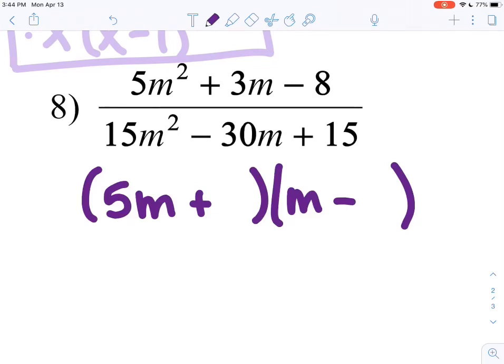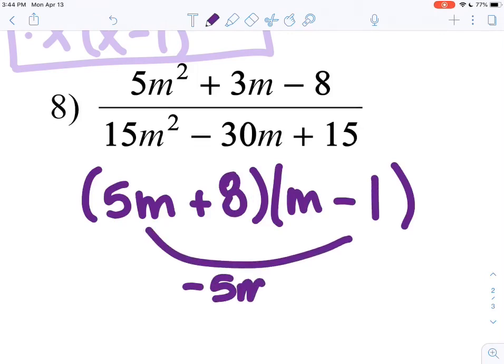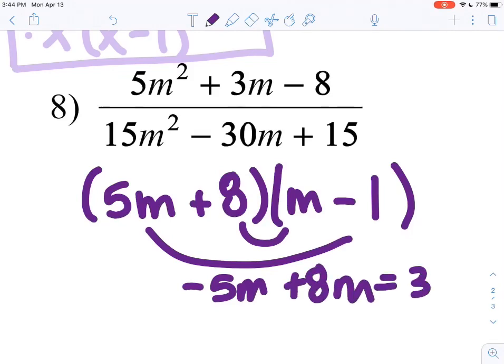I could do 2 and 4. That won't work. 8 and 1 I think will. So 1 and 8. 5, negative 5 plus 8. That gives me positive 3, which is the term in the middle. Okay, so I factored that correctly.